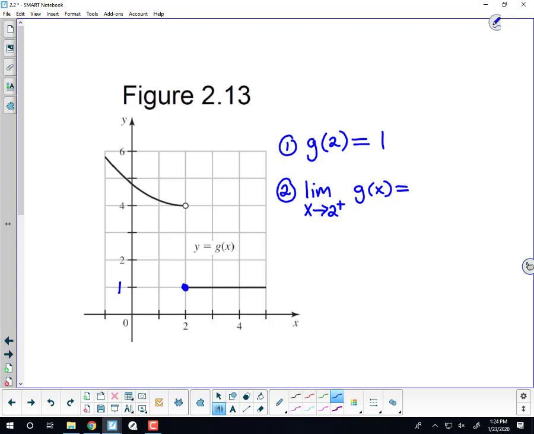1? What do y'all think? Is it 1? As we approach 2 from the right, we can only use this path, and that's a y value of 1. What about the limit as x approaches 2 from the left? Equals 4. Does everyone agree with that? So if we're approaching 2 from the left, we have to approach it in this direction. It's getting closer and closer to a y value of 4.